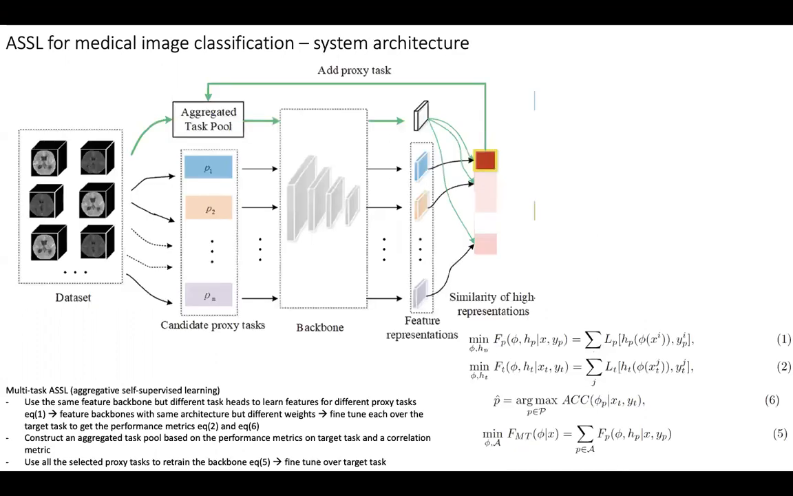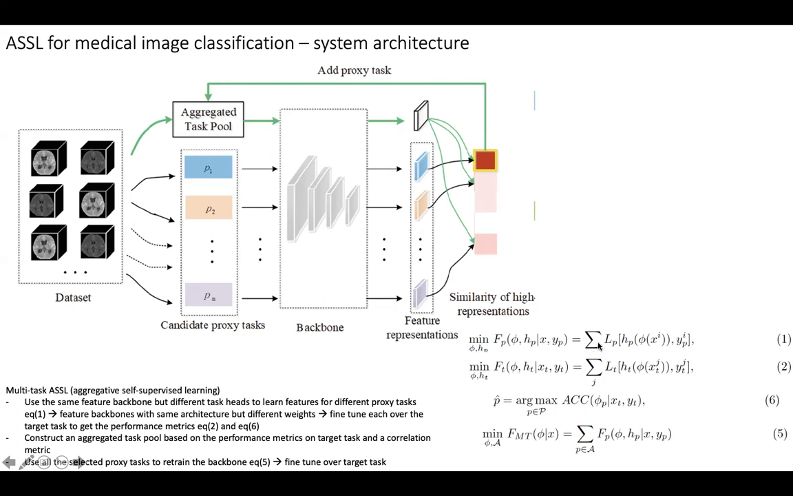First, let's talk about the system architecture and the training protocol. The basic setup is, this is for the pre-training part. Once the model is trained using the pre-training tasks, then that model will be used for fine-tuning on top of the target task. So here, for example, we have a proxy task, a pre-training task P, and we have a feature backbone phi, and then we have a corresponding proxy task head HP.